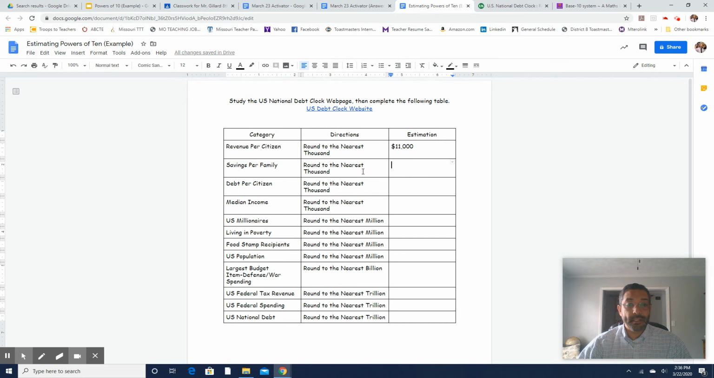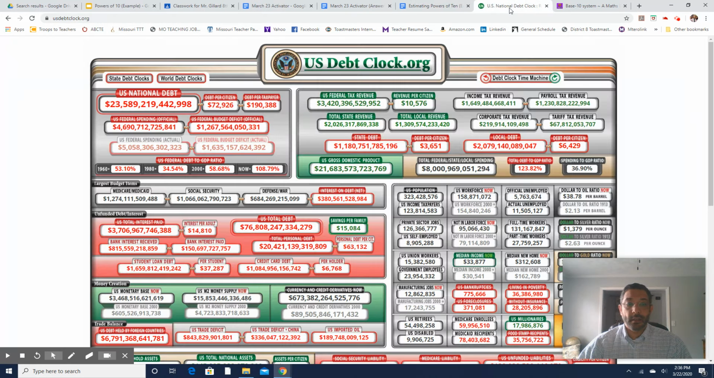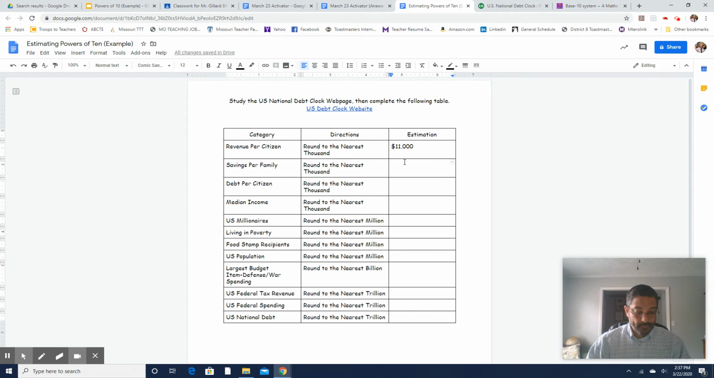The next one is savings per family. So I'll come over here, and right here is savings per family, $15,084. So look next door. I'm rounding to the 1,000 position again. So look next door. Is it 5 or more? Nope. So I shut the door, and it's going to just be 15,000.